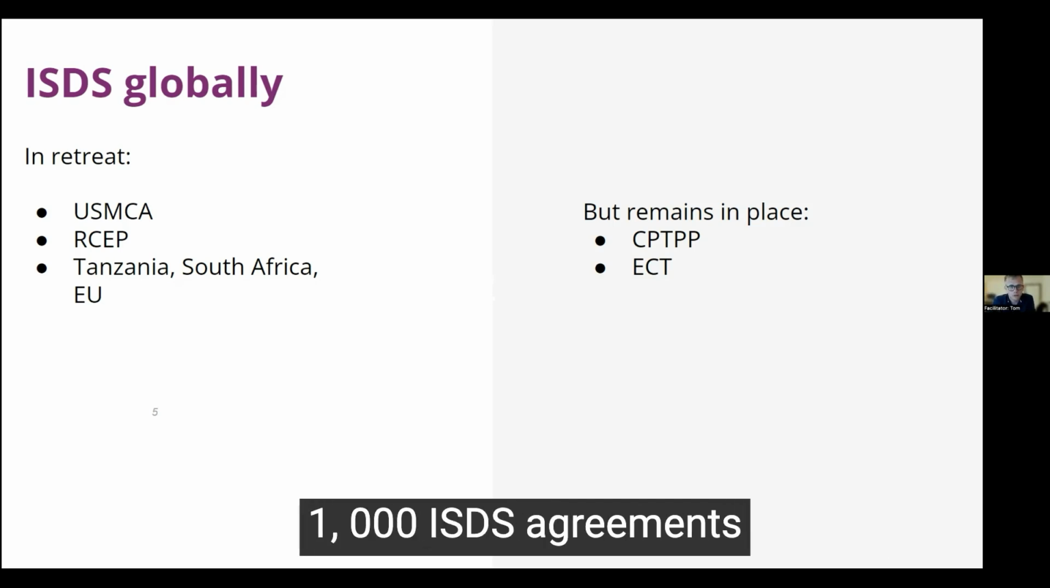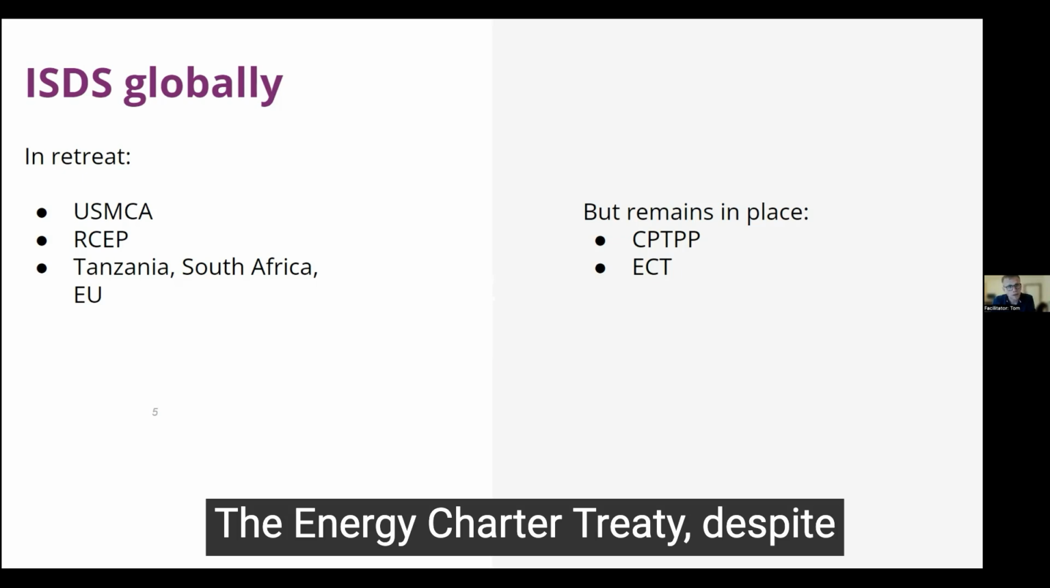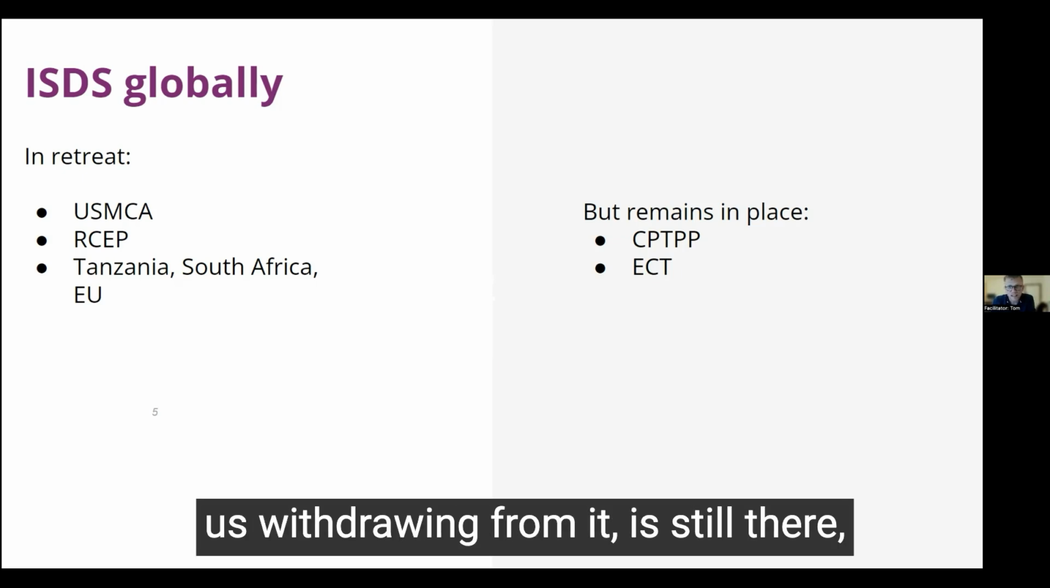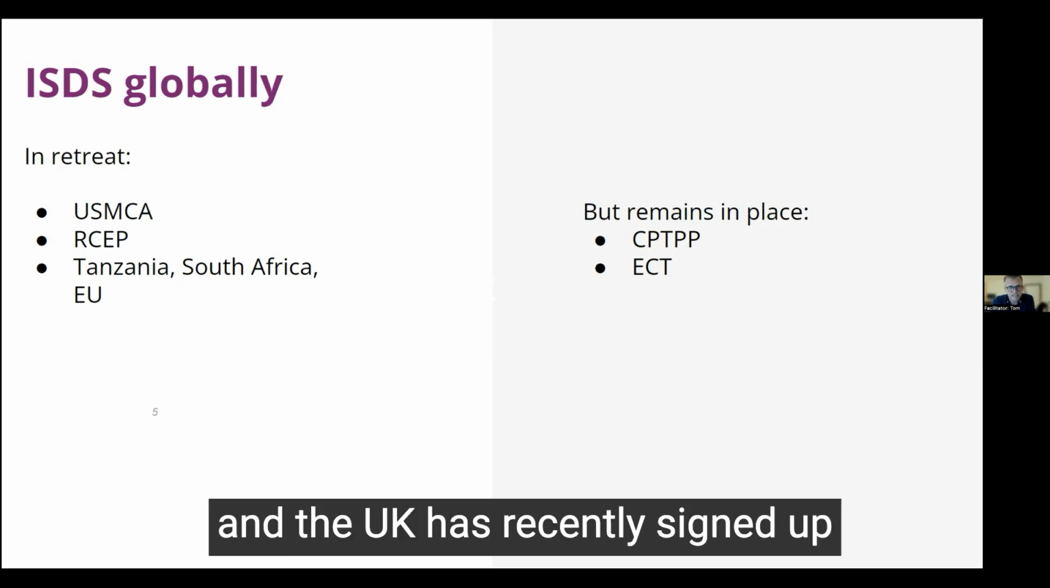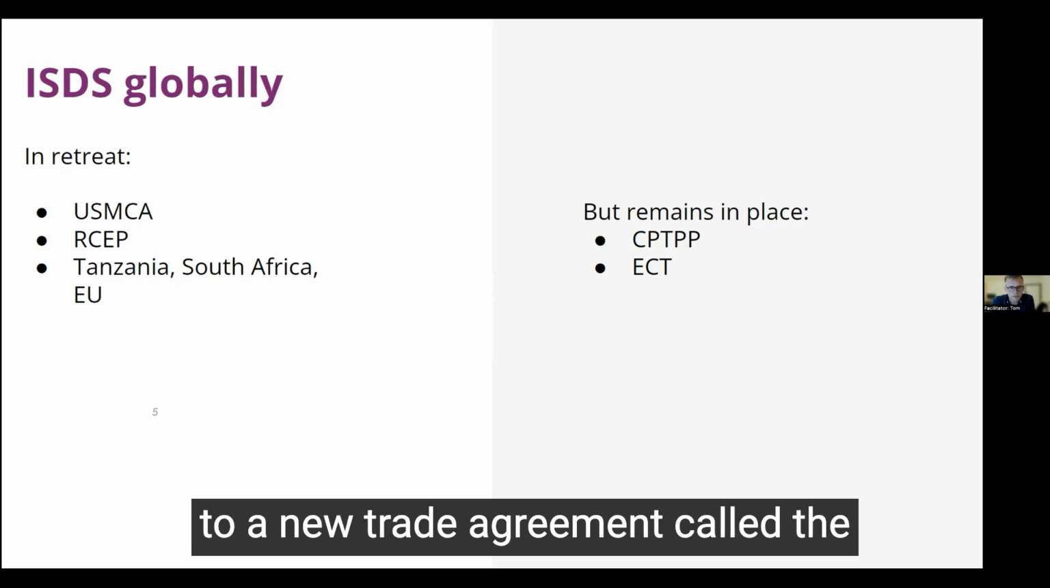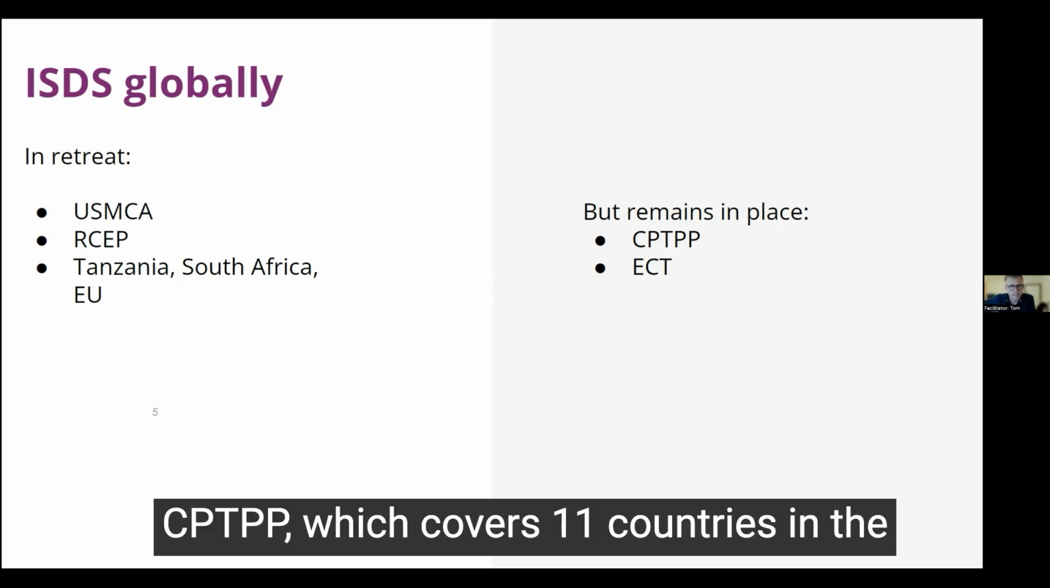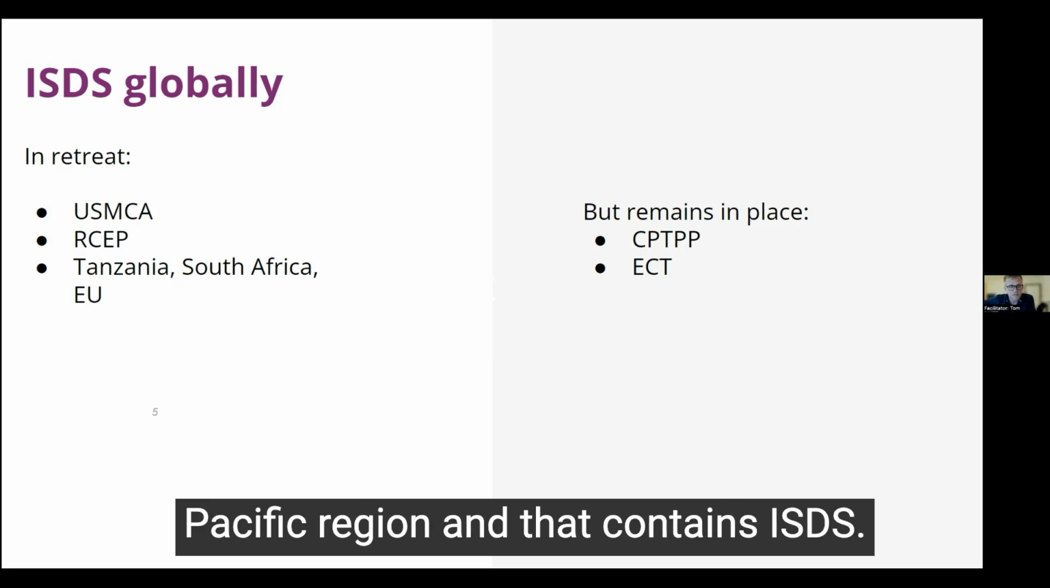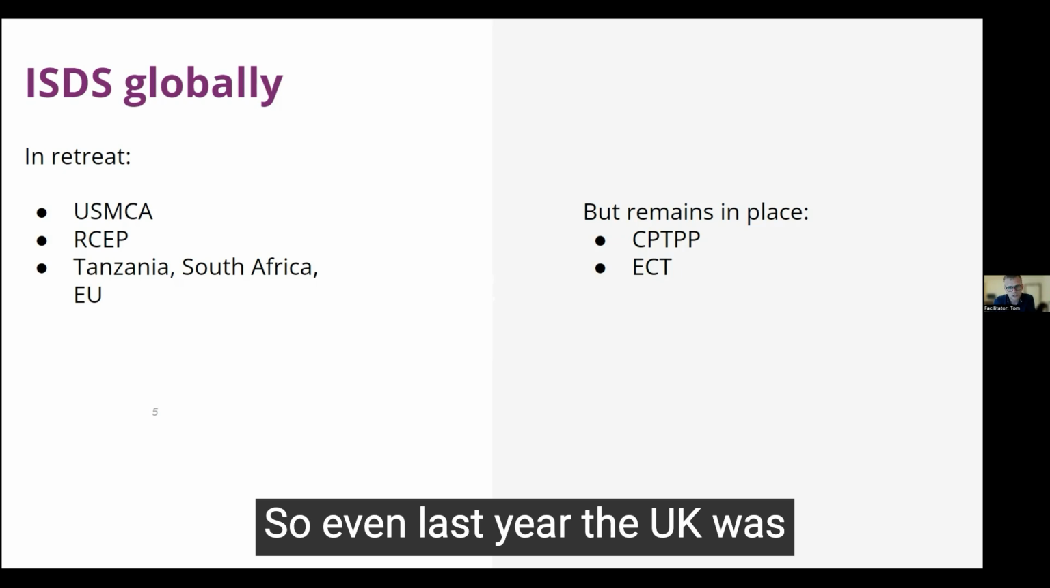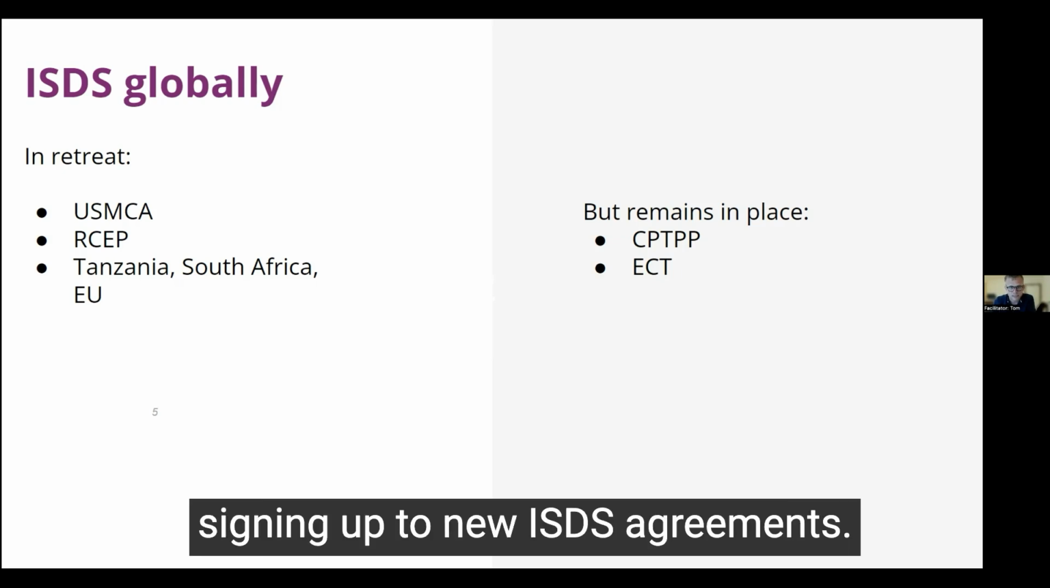There are more than 1,000 ISDS agreements that still remain in place. The Energy Charter Treaty, despite us withdrawing from it, is still there. And the UK has recently signed up to a new trade agreement called the CPTPP, which covers 11 countries in the Pacific region, and that contains ISDS. So even last year, the UK was signing up to new ISDS agreements.